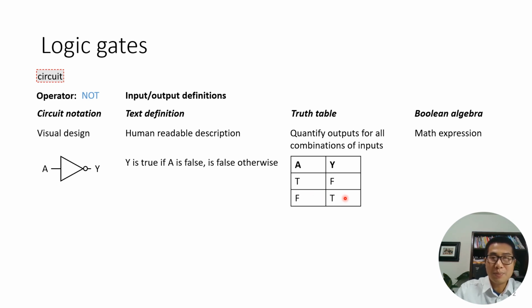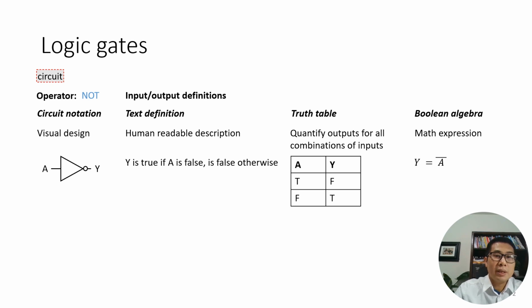And the math expression of this is going to be written as Y equal to bar of A. So we create new knowledge from existing knowledge, or we have a new bit from an existing bit, because we're creating a new thing. This one is computation.